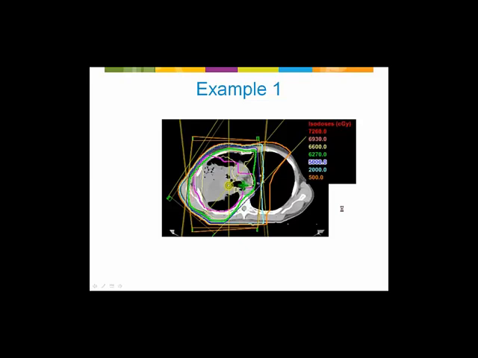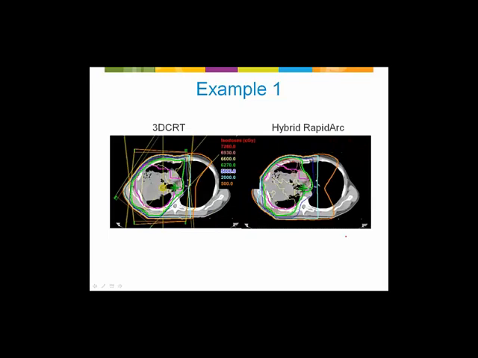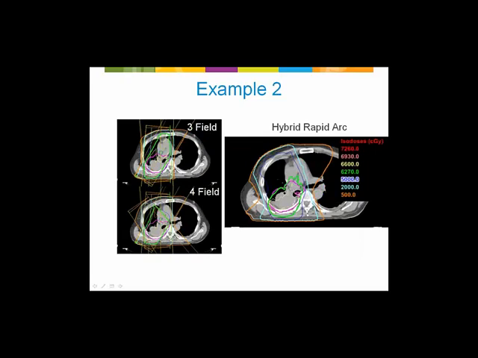And I'm just going to show you a little bit of the data from the first five cases that we treated. So in terms of the target, the volume getting 95% of the dose, we had initially hoped this would be better than 95%. On average, it's been 99 with a range of 98 to 100. The volume getting 105% of the dose, we wanted to keep that less than 5%. On average, it's been 1 with a range of 0 to 3. So essentially what we've seen is that the uniformity of dose in the target is about 95 to 105%.